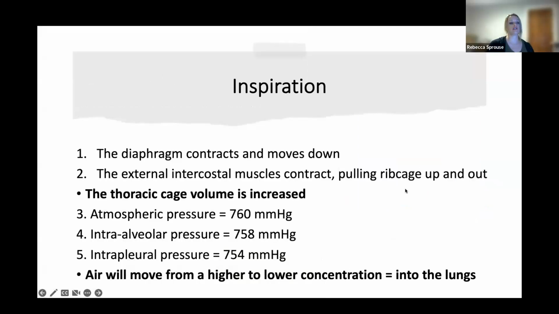So for inspiration, here are your steps. The first step is skeletal muscle contraction, particularly the diaphragm. Your diaphragm sits right under your rib cage. During inspiration, your diaphragm contracts, and this is where students get really confused and lost. When the diaphragm contracts, it actually moves down. A lot of students think that it should move up if it's contracting, but that's not the case. When the diaphragm contracts, it actually moves down, and as the diaphragm moves down, it's pulling the rib cage down.